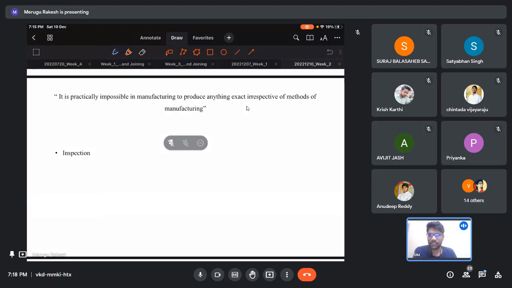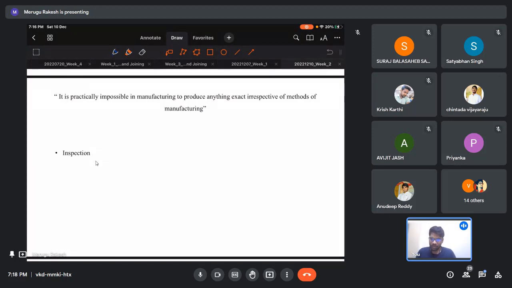So this was the basic saying. We cannot produce any shape or any product exactly the same twice or thrice. We may or may not, but this is the whole concept of metrology or any inspection that we see in daily life. Why we cannot produce exact, I will discuss in the next things. Then we come to inspection.